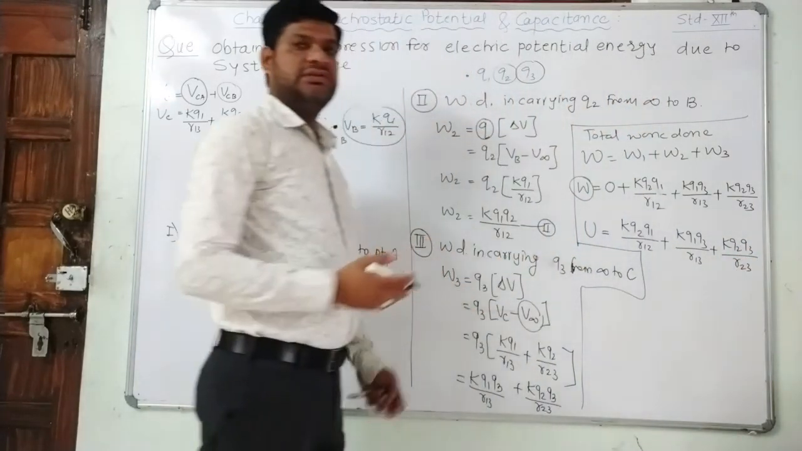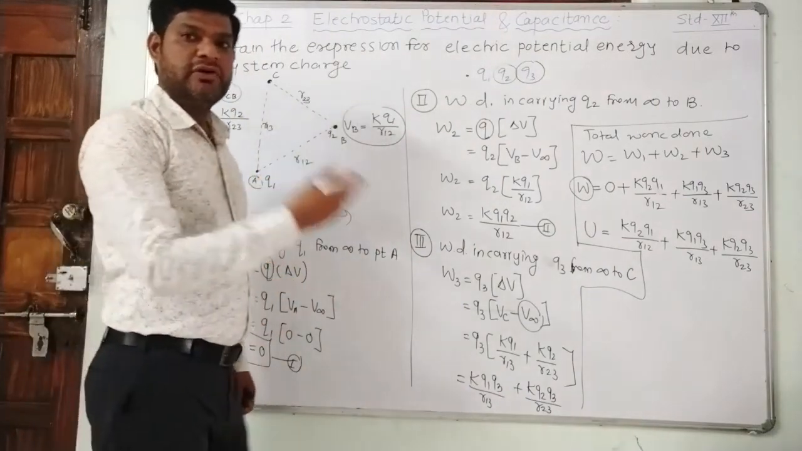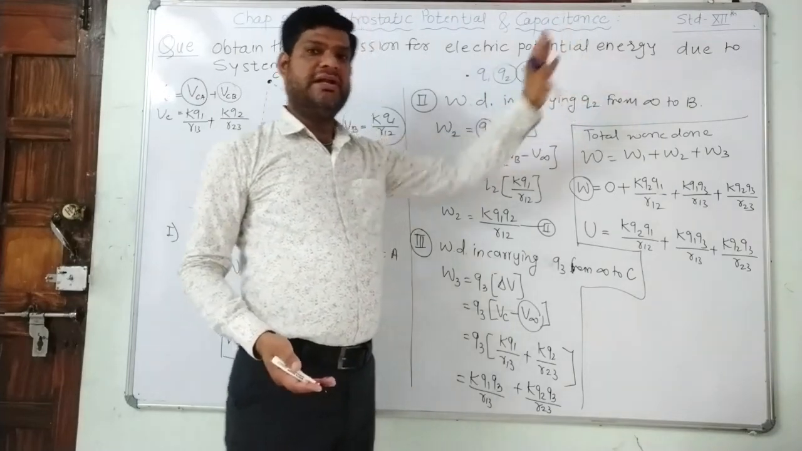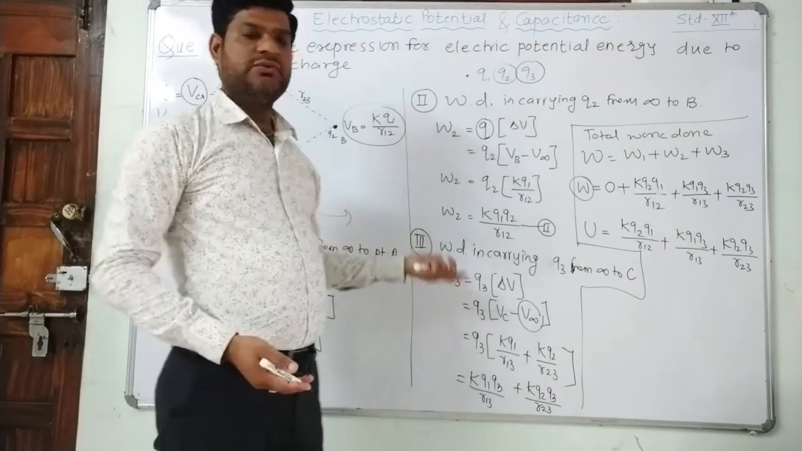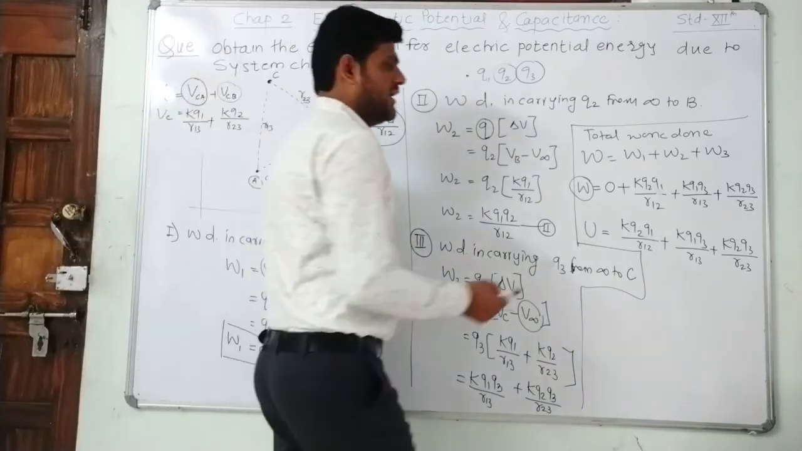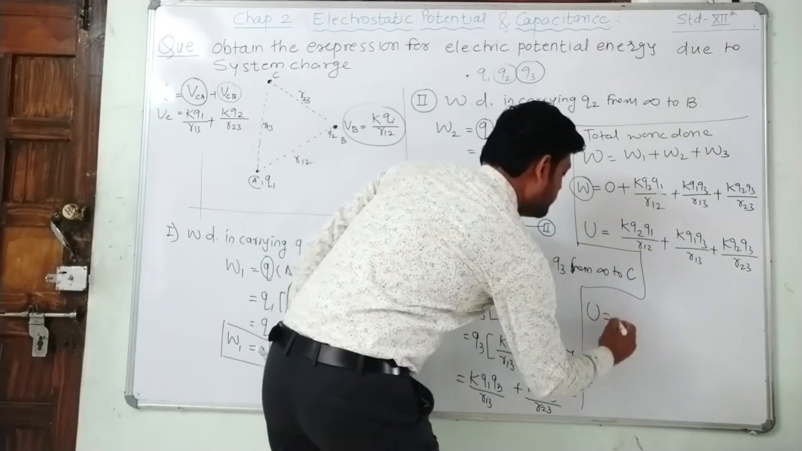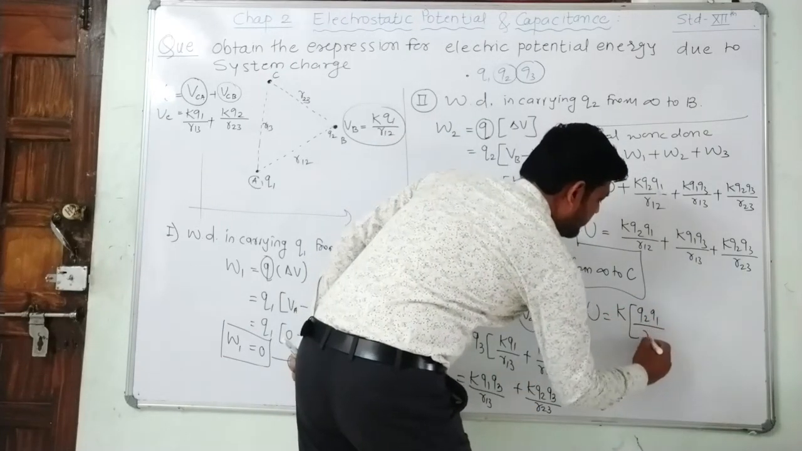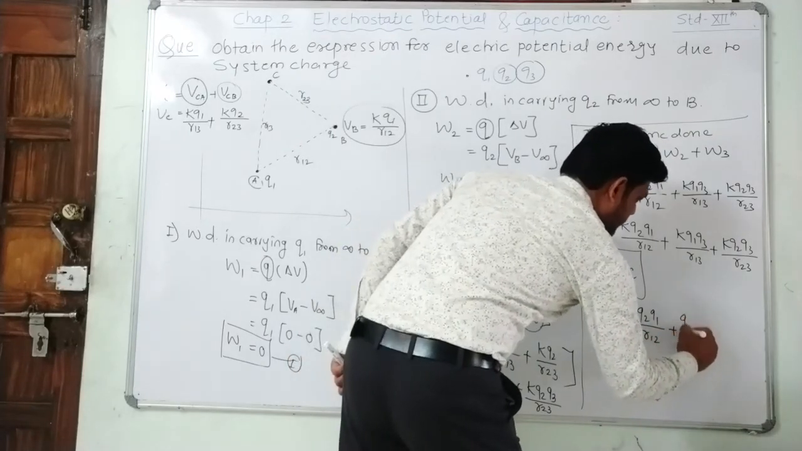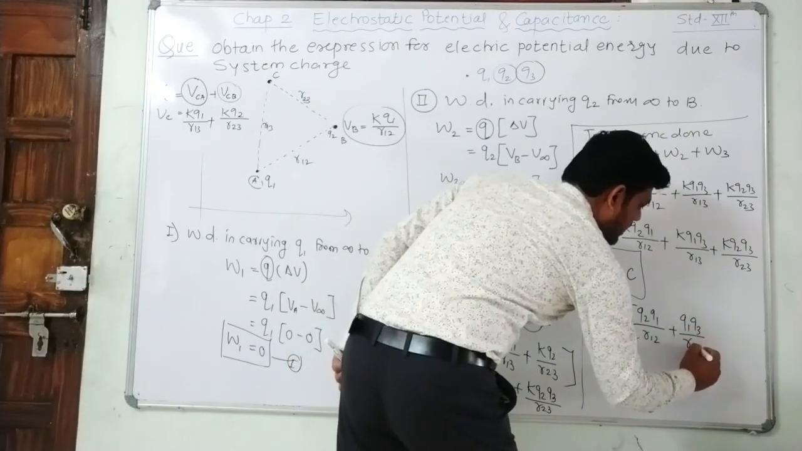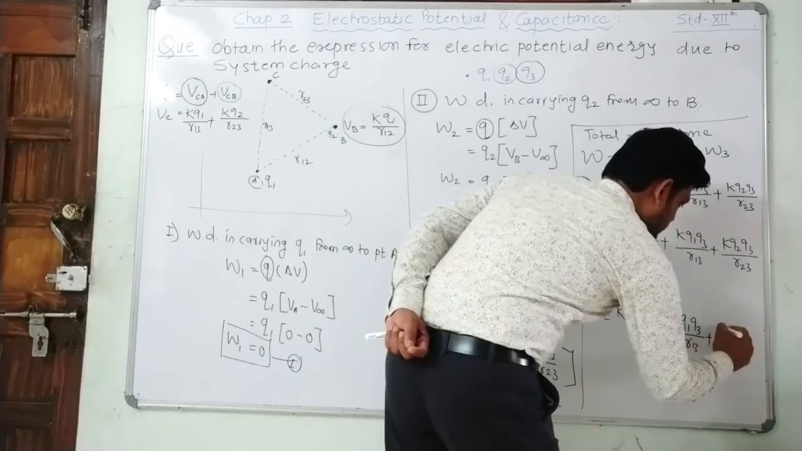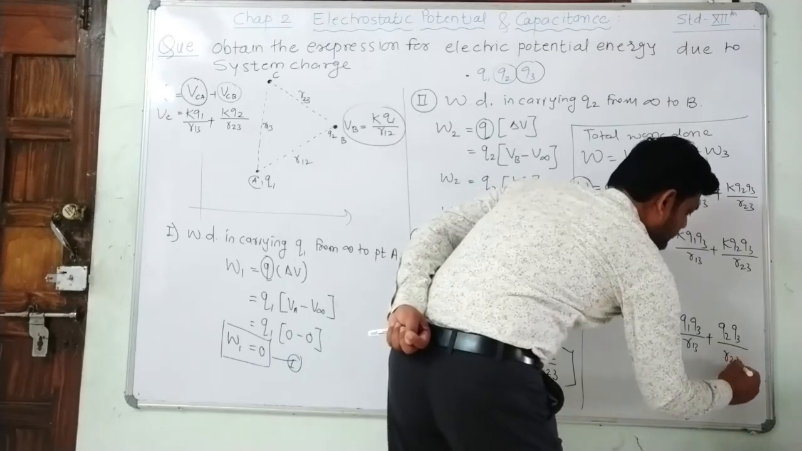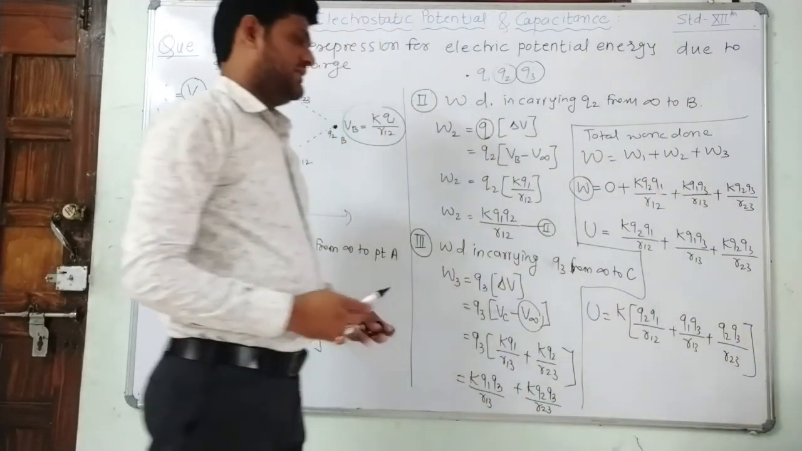You can do the same procedure for any number of charged particles. Instead of 1, 2, 3, you can take 4, 5, 6, 7, n particles. For n particles, you can do the same procedure. So taking K outside, U equal to K times the sum of Q1 Q2 divided by R12 plus Q1 Q3 divided by R13 plus Q2 Q3 divided by R23. This is your final equation.